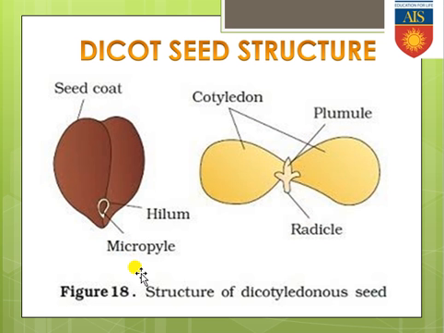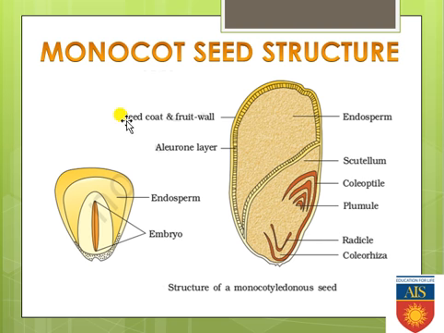Okay, then I am moving to the next slide. Monocot seed structure, here also the same thing. The monocot seed also contains the seed coat and fruit wall on the external side. There is another striped layer you can see in the diagram, and that is known as the aleurone layer or albumin protein layer. That's why this seed is known as an albuminous seed.